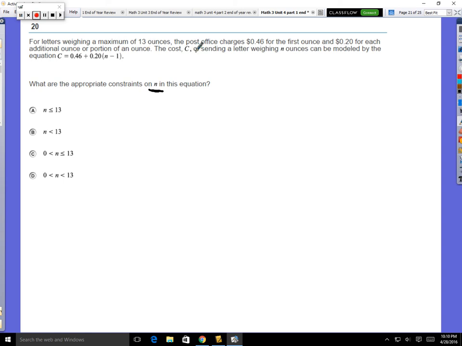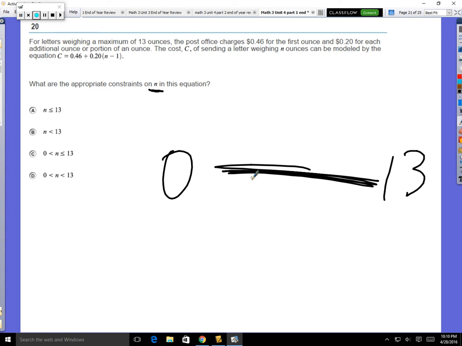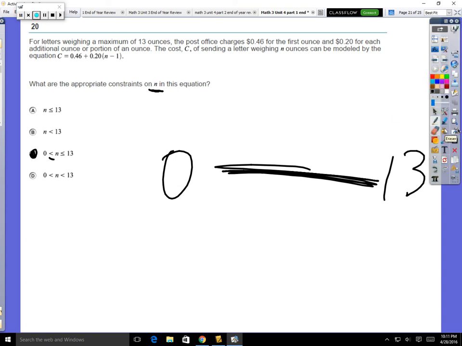And it's got to weigh something greater than 0, so I think we are between 0 and 13, somewhere, anywhere in there. And 0 and 13 shows C. It cannot be equal to 0, because if it's equal to 0, you've got nothing, you don't even have a letter. But it can equal 13. That's a cool question.